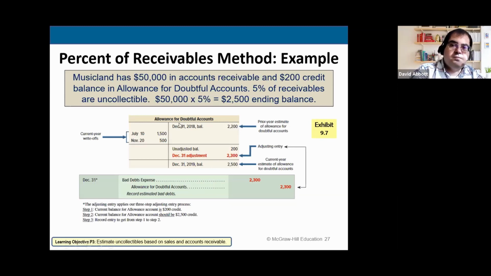So we take the amount that was currently written off, which is 2,000, and then we had the ending balance for the prior year of 2,200, and so the unadjusted balance then would be $200. That's what is left in there, and so then we do the December 31st adjustment of 2,300 credit. So then that gives us a credit balance of 2,500. And so we see here that you have a bad debt expense debit for 2,300 and you have a credit for the allowance for doubtful accounts.